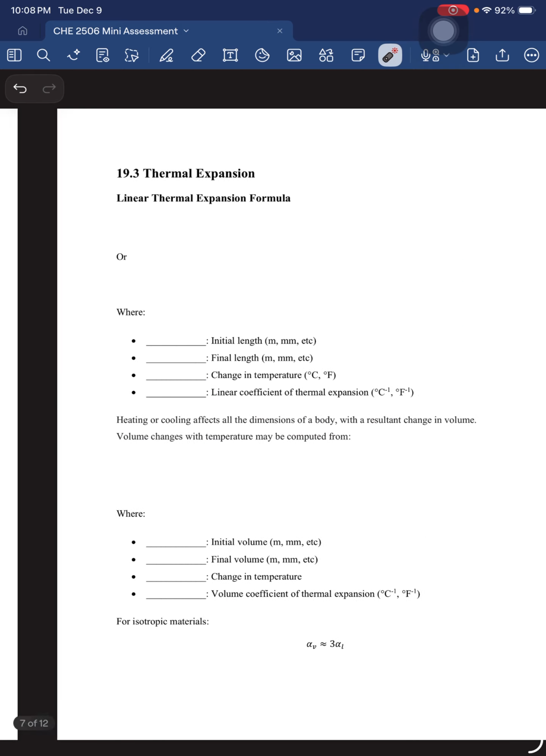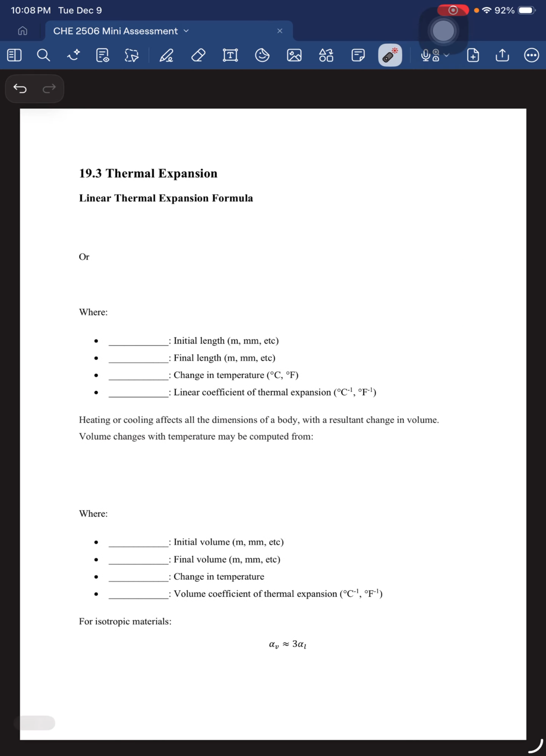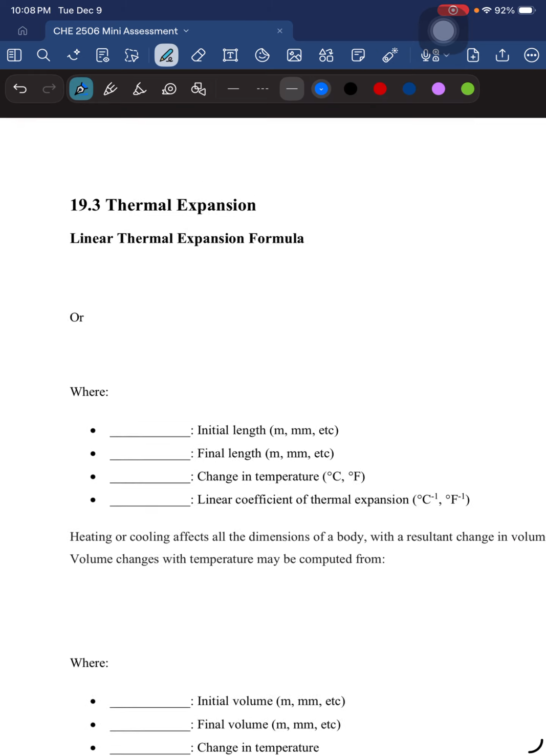All good. Next, we have thermal expansion. Most materials expand when heated. The relationship between temperature change and change in length can be expressed by this formula here.